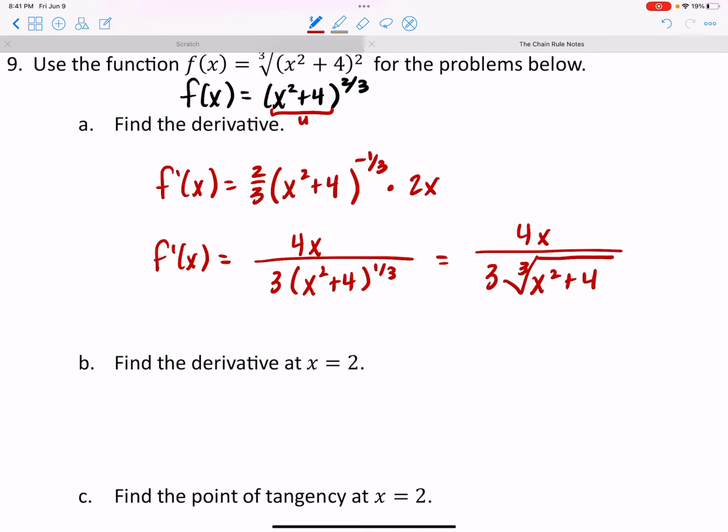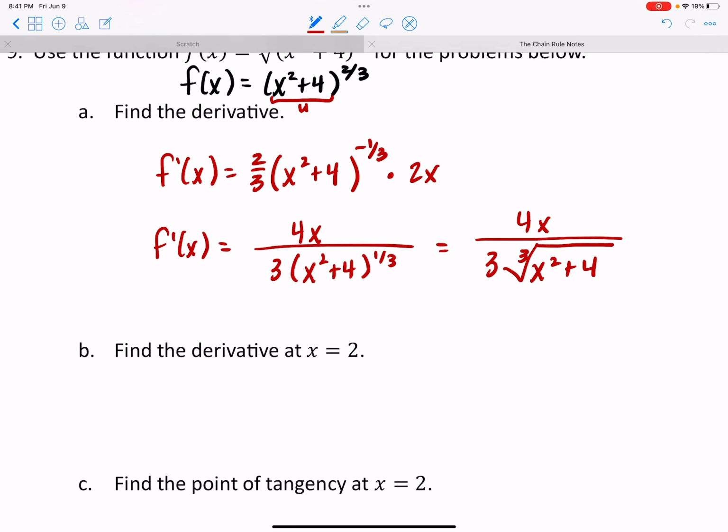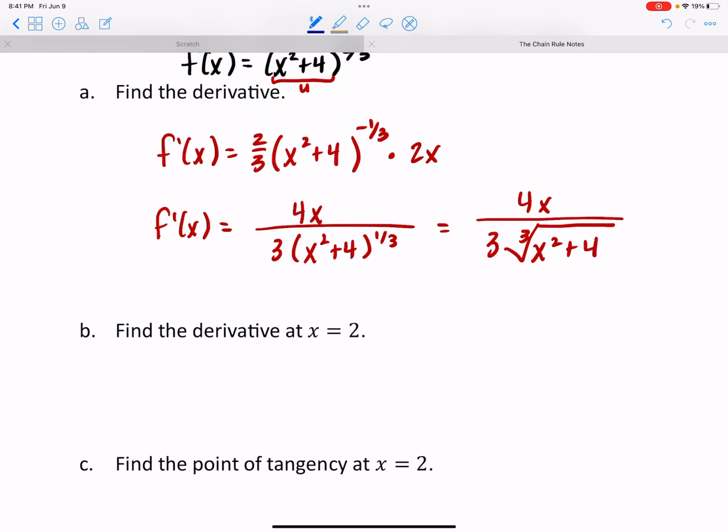So we found f prime of x, that's our derivative. Now we want to find f prime of 2. What is the actual slope at that point, or at that x value? So f prime of 2, let's replace x with 2.